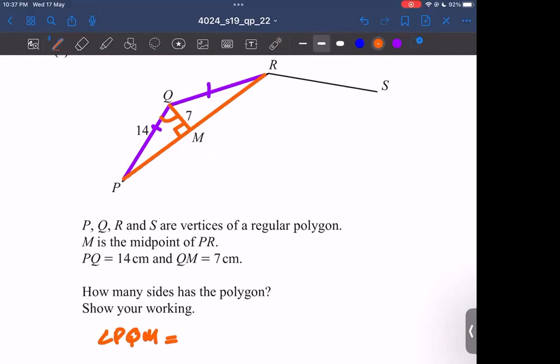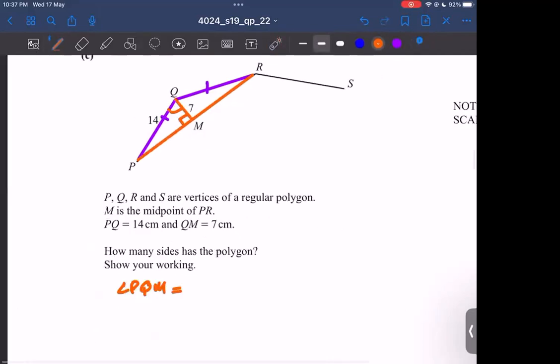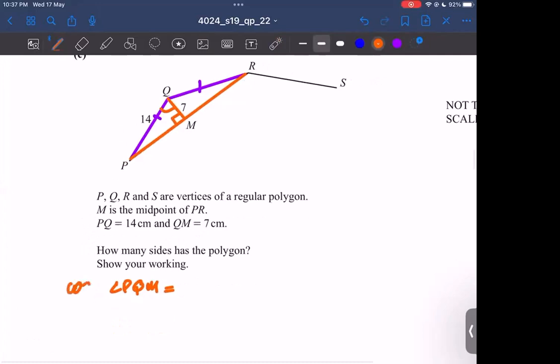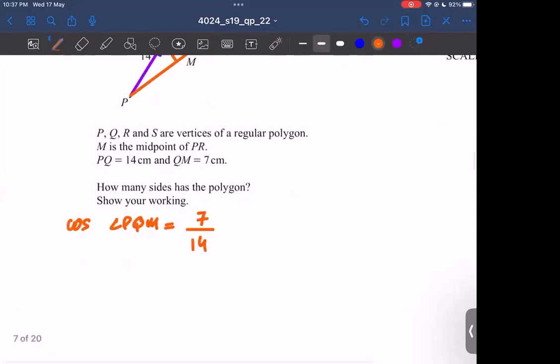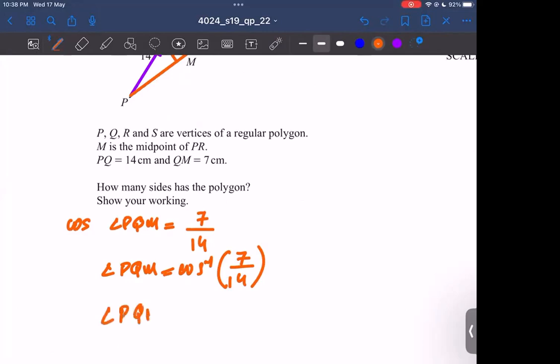So we know the adjacent over here is 7, and we know the hypotenuse is 14. Adjacent over hypotenuse is going to be cos of angle PQM. Now I'm going to take the cos inverse: angle PQM is the cos inverse of 7 by 14, which is basically 1 by 2. So cos inverse of 1 by 2 gives 60 degrees. So this PQM is 60 degrees here.